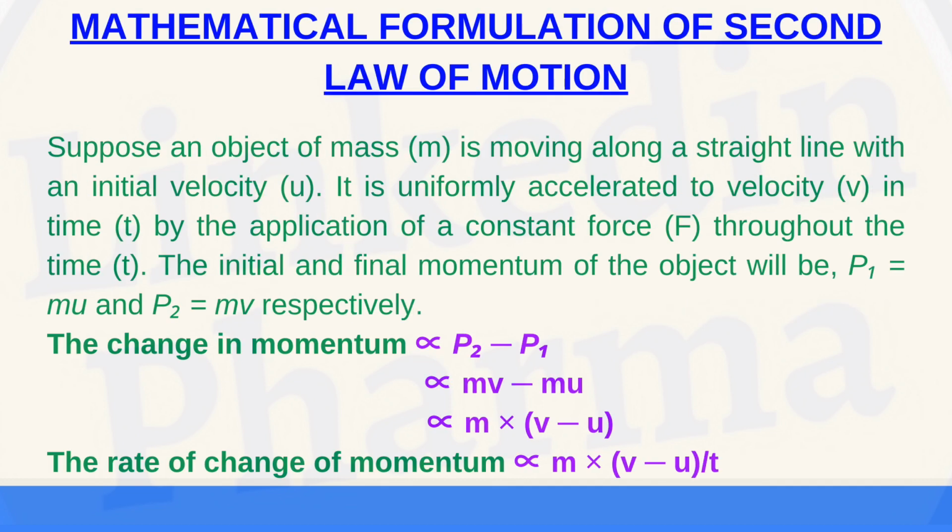Mathematical formulation of second law of motion. Suppose an object of mass m is moving along a straight line with an initial velocity u. It is uniformly accelerated to velocity v in time t by the application of a constant force F throughout the time t. The initial and final momentum of the object will be p1 equals mu and p2 equals mv respectively.